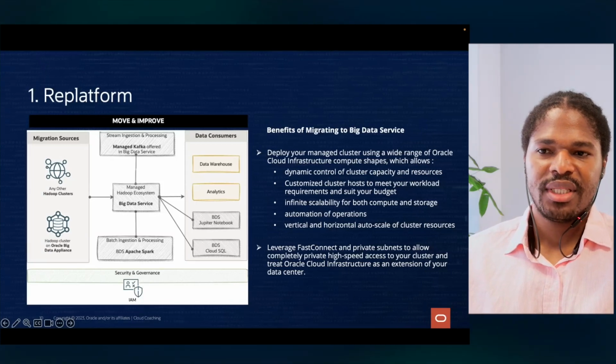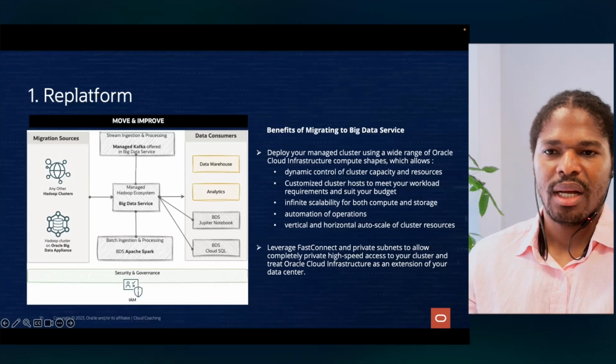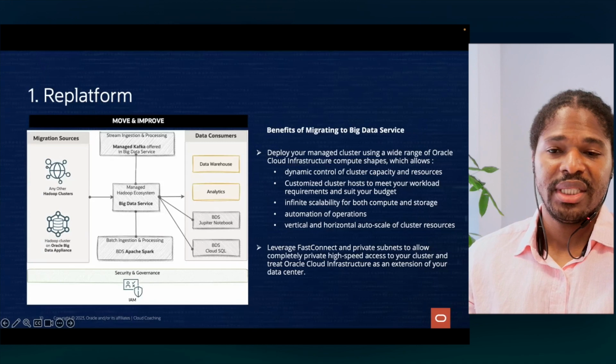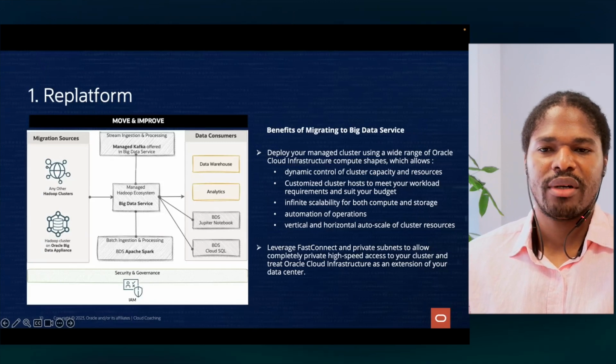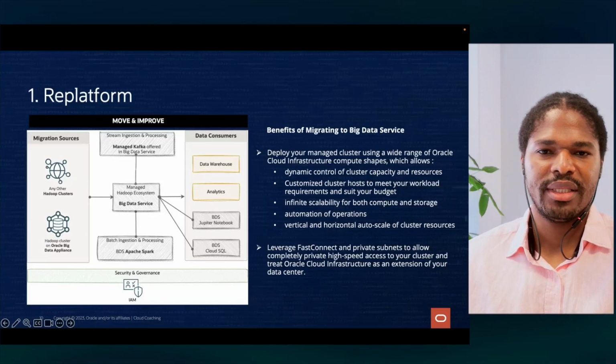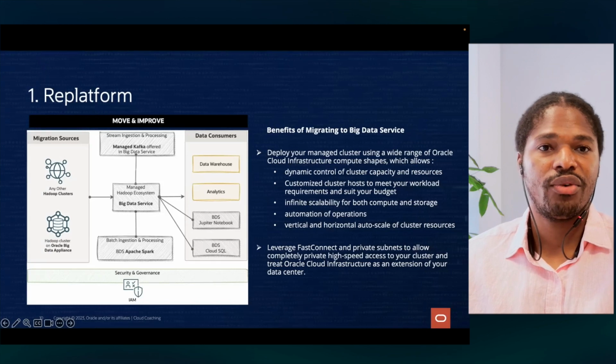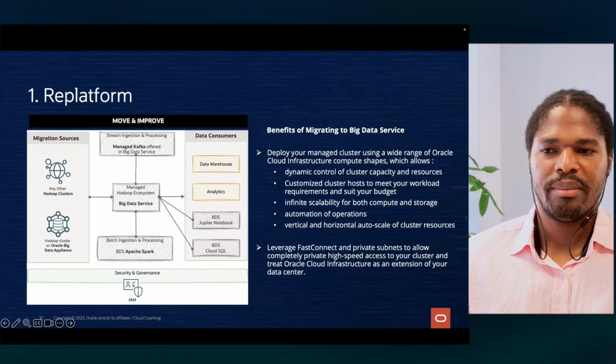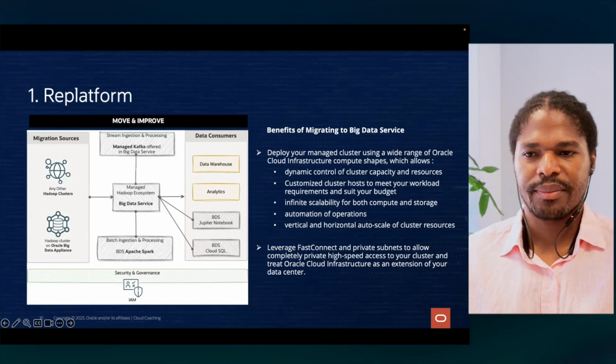Big data service comes with various components that allow for a like-for-like migration. For example, we still maintain the version 0.9 of the Oracle distribution of Hadoop to guarantee a straightforward migration from your big data appliance, for example, to the big data service on the Oracle Cloud.